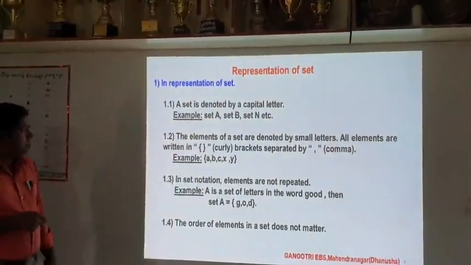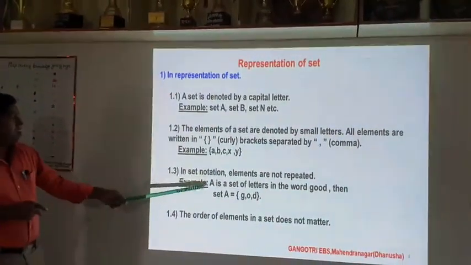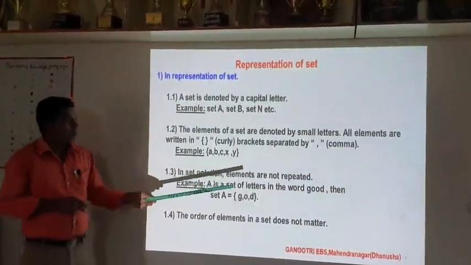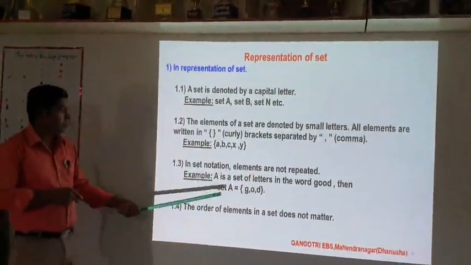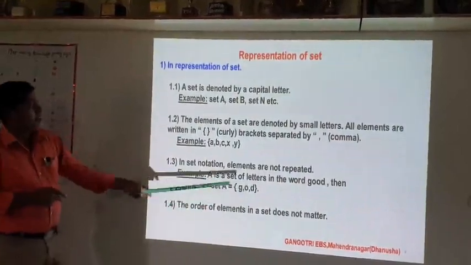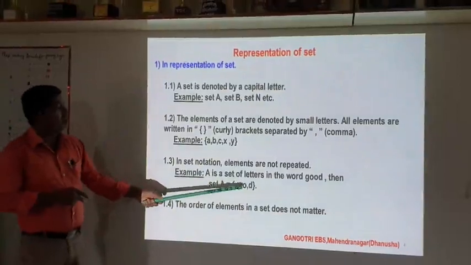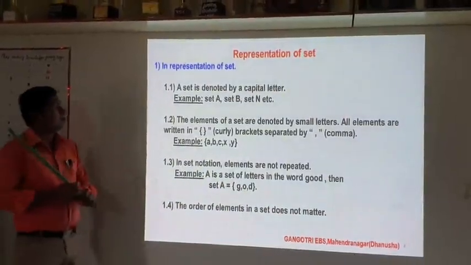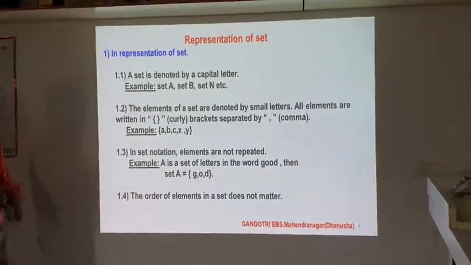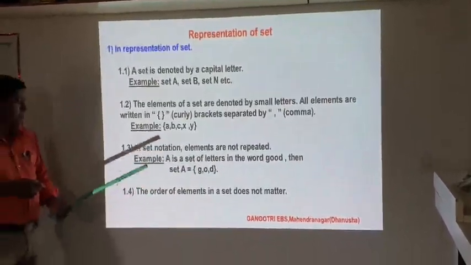In set notation, elements are not repeated. For example, see here, A is the set of letters in the word good. Then the set is G, O, D. Here, in good there are two O's, but in set A there is only one O. It means when we write the elements of a set, there is no repetition. We write each element separately, one by one. There is no repetition of any element of a set.